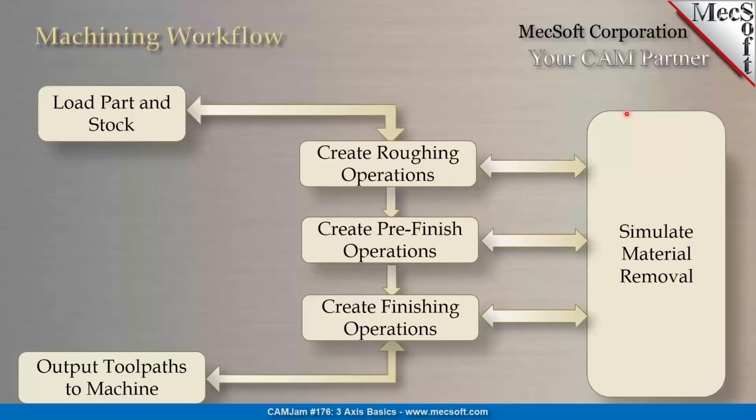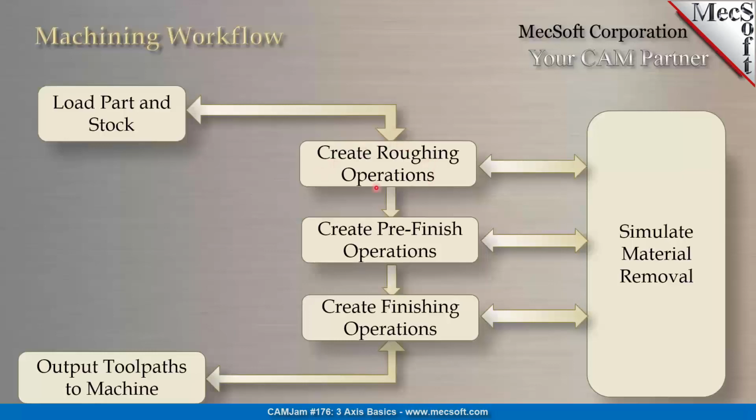So a typical process in 3-axis machining would be to load the part and the stock, which we've defined. And then we would start by creating a roughing operation so we could remove the bulk of the stock material to bring it as close as possible to the net shape of the part. So program a roughing operation in 3 axes.